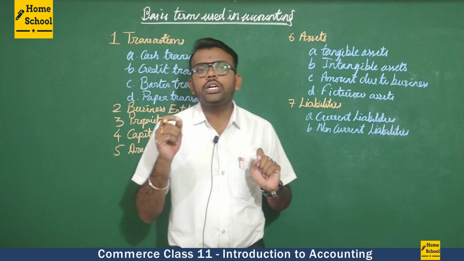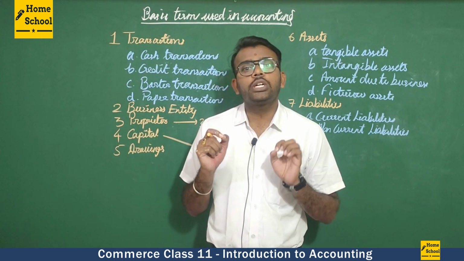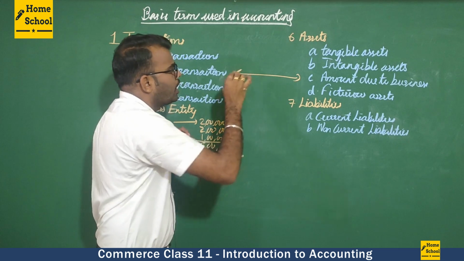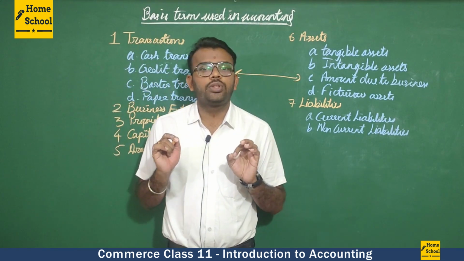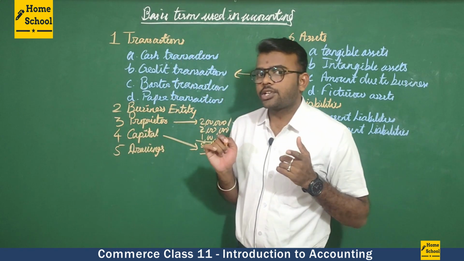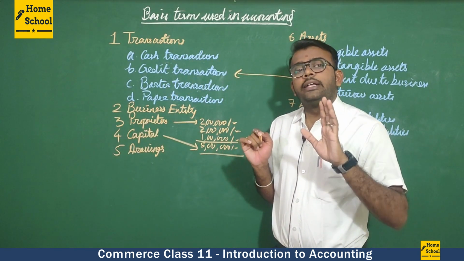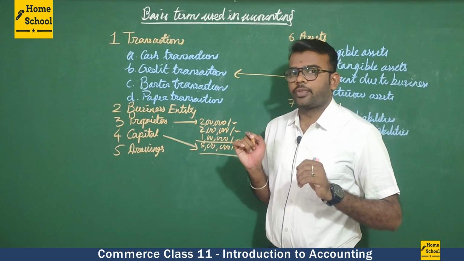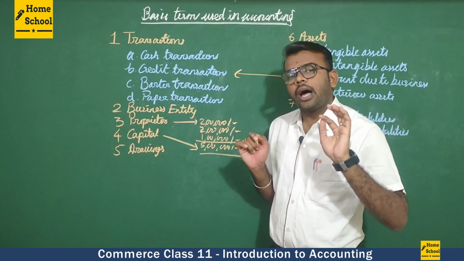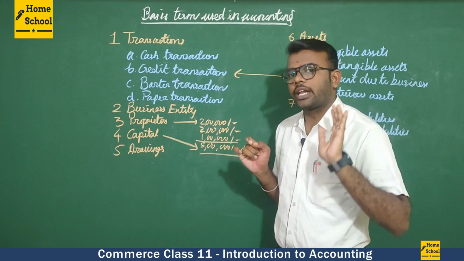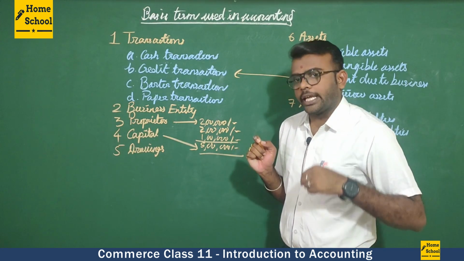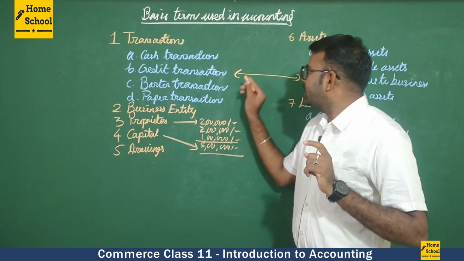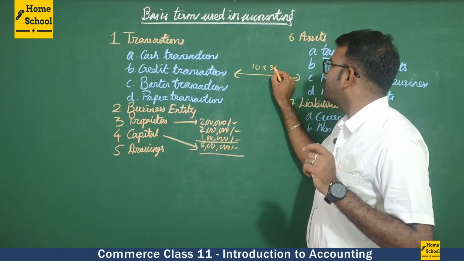Then we have amount due to the business. You can relate this to the credit transaction. What is a credit transaction? Credit transaction means that here the exchange of cash happens at a future date. Say, for example, I came to your shop and bought 10 kg of rice. You give me 10 kg of rice and I have to pay you 500 rupees, that is 10 kg of rice at 50 rupees each.